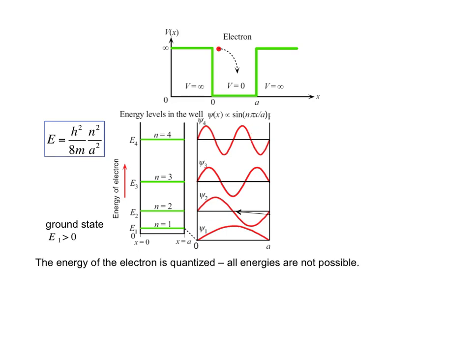Remember that in classical mechanics, an electron can have any energy while it's inside this box. But in quantum mechanics, only specific energies are allowed for the particle's wave functions. Those energies are given by the quantization condition E equals h squared over 8m, n squared over a squared, where the quantum number n is used to specify the energy of each level.